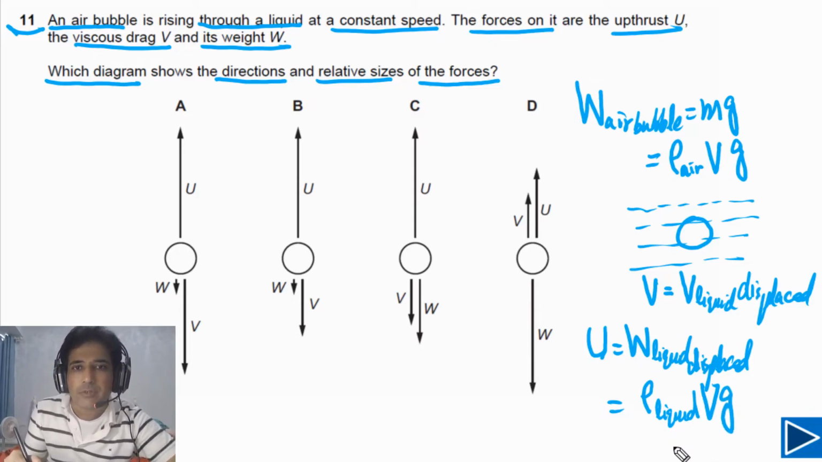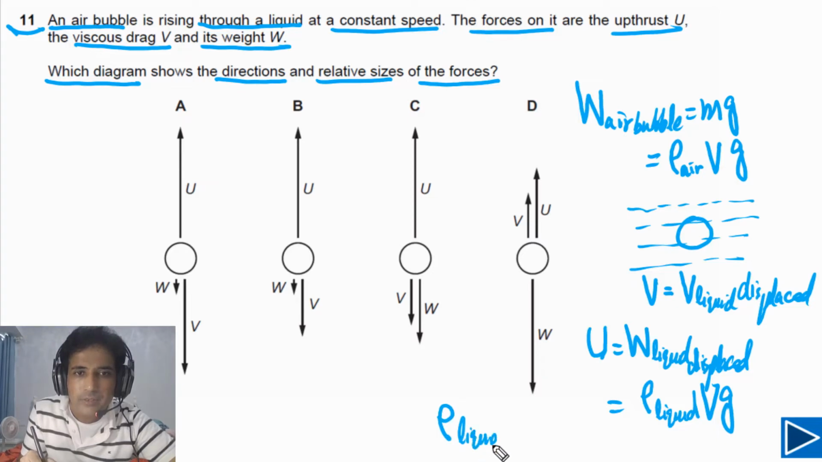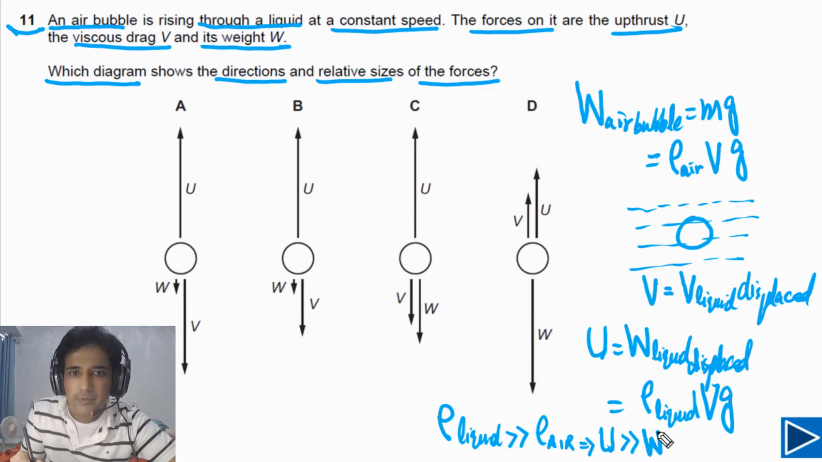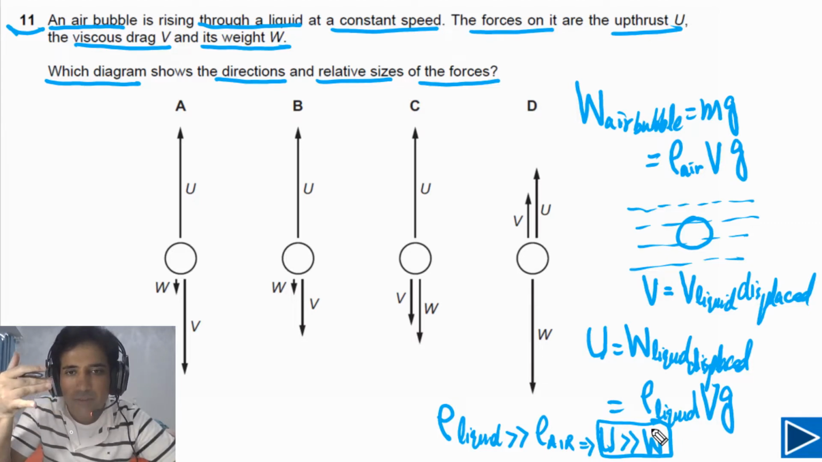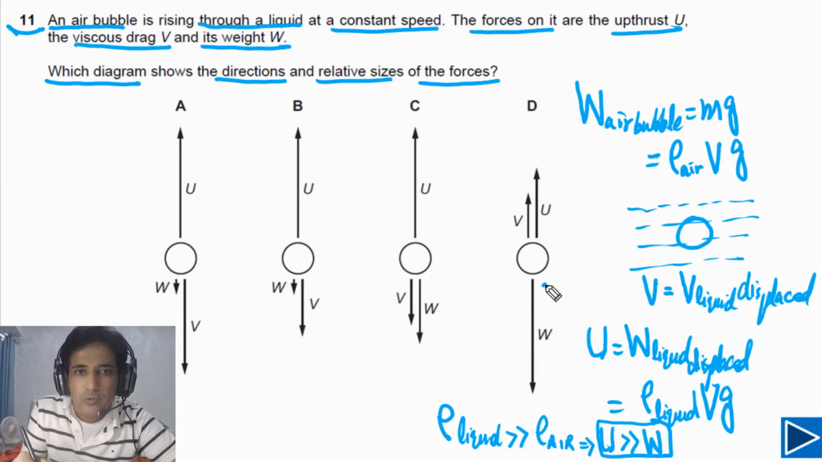Now if we compare these forces, V is the same and g is the same. As the density of the liquid is much greater than the density of air, it means that upthrust is much greater than W. So U has to be much greater than W. Now if we look at option 4, this one is wrong, because in this case weight is greater than upthrust.